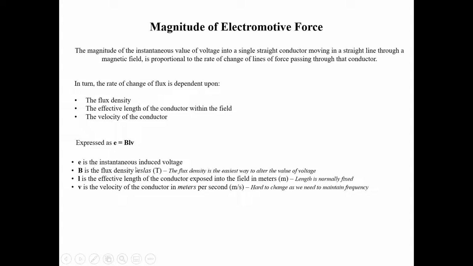So again, E is the instantaneous induced voltage, the magnitude that we're going to see there. Then B is the flux density measured in Teslas. The flux density is the easiest way that we're going to be able to alter it. The length is going to be fixed. We're not going to be able to change that. The velocity is something that we're going to maintain. So one of the only things that we're going to be able to change in order to increase the magnitude of voltage, and the easiest thing, is going to be the flux density measured in Teslas.